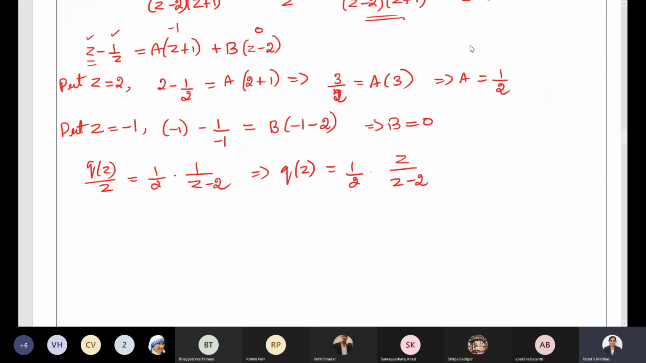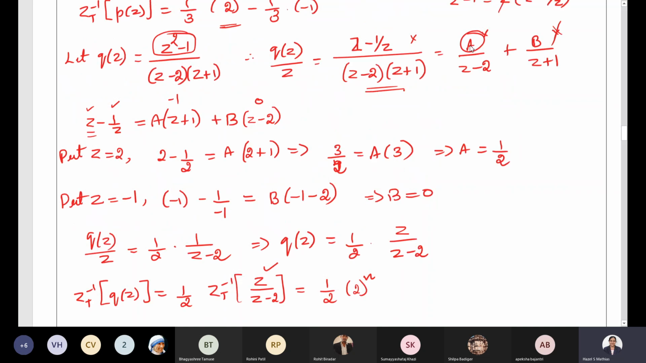Now apply inverse Z transform. So inverse Z transform of Q of z will be half times inverse Z transform of z by z minus 2. So what is this? Half times inverse Z transform of z by z minus 2 is 2 power n.